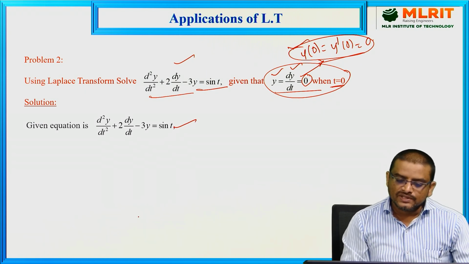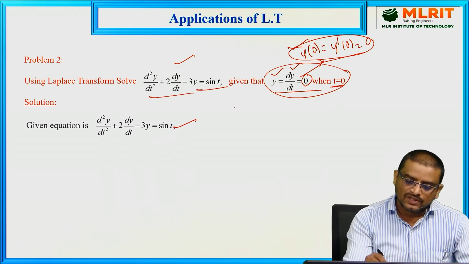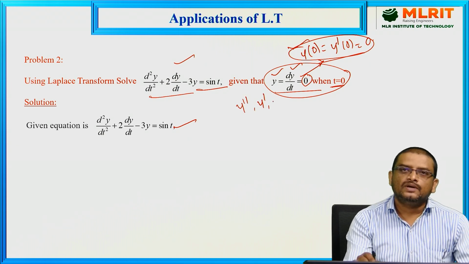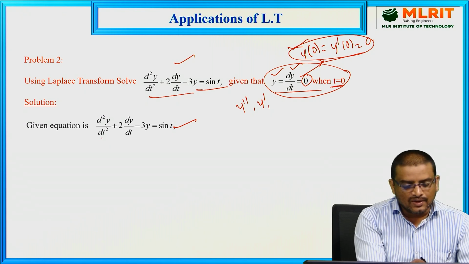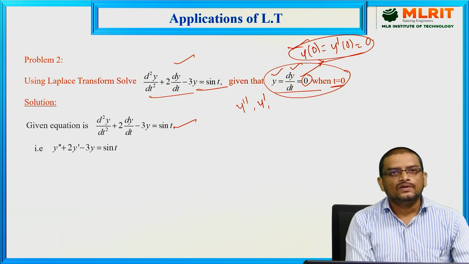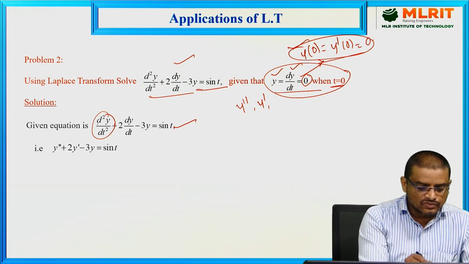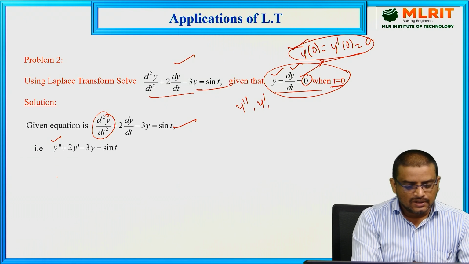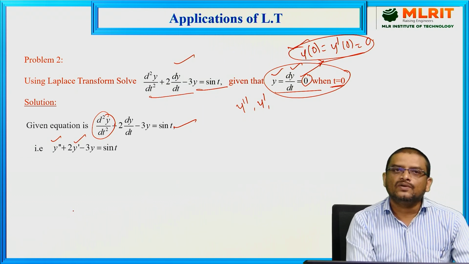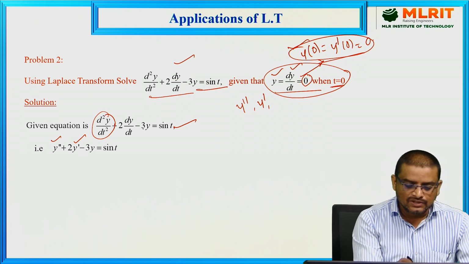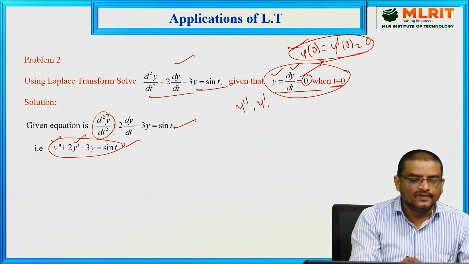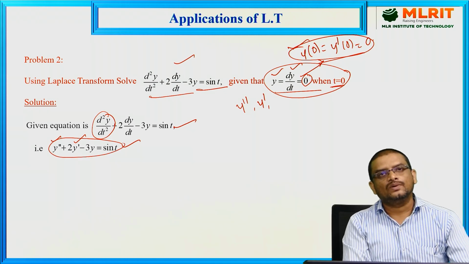Now while discussing the procedure, we have to convert the given differential equation in the form of y dash, y double dash and y triple dash and so on. Here we don't have the differential equation in this standard form, so our task is to convert it into standard form. That is d square y by dt square, I will write as y double dash, plus 2 into dy by dt, I will take as a first derivative, so I will replace that with y dash, minus 3 into y is equal to sin t. So this is our given differential equation in terms of y dash, y double dash and y.